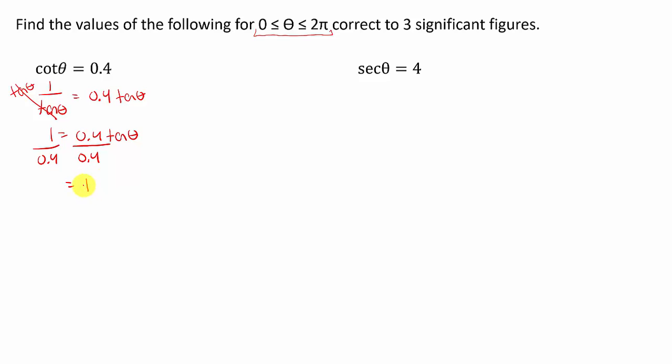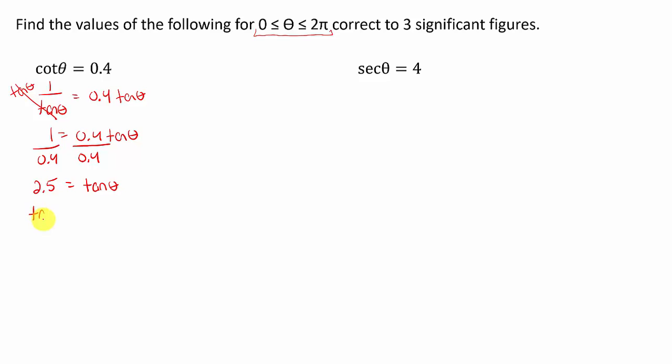And you'll get good at this, and you can go straight to the fact that tangent of theta is going to be equal to 1 over 0.4, which is 2.5. Okay? So you could go straight here if you understand that concept, and you'll see me do that in class, okay? Now, how do we solve for an angle?